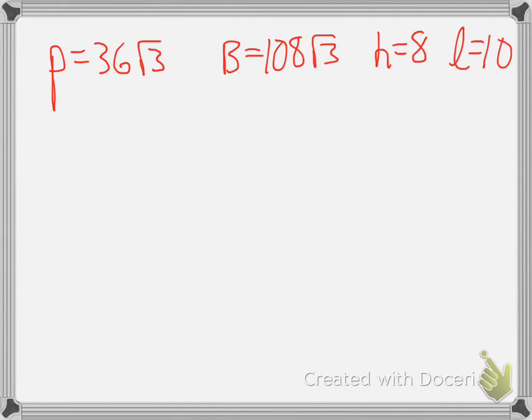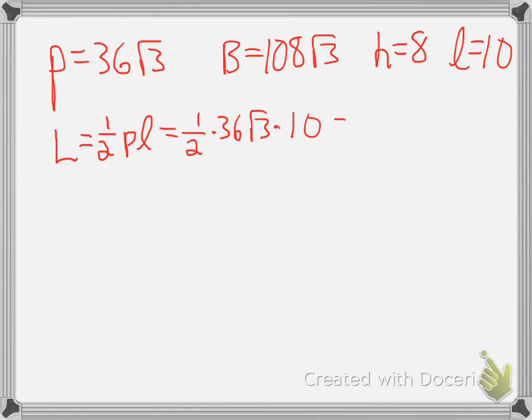Okay, so I've copied all the information from the last page over. We're ready to get our lateral area. The lateral area is given by the formula 1/2 the perimeter of the base multiplied by the slant height. So that's 1/2 times 36 square root 3 times the slant height, which was 10. Okay, half of 36 is 18 times 10. We've got 180 times the square root of 3.